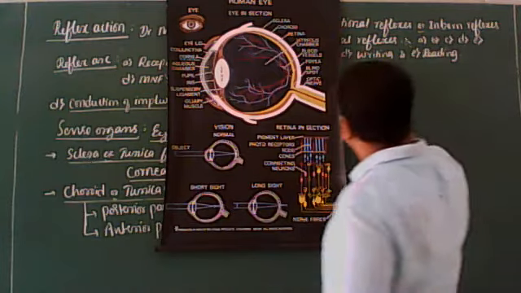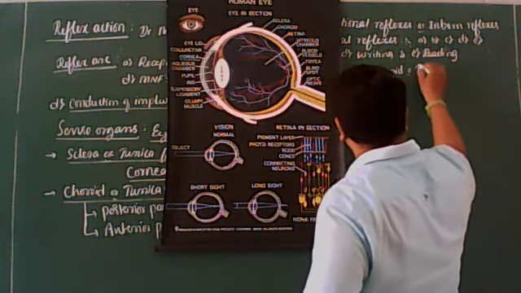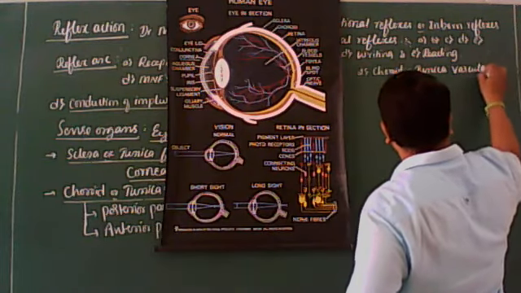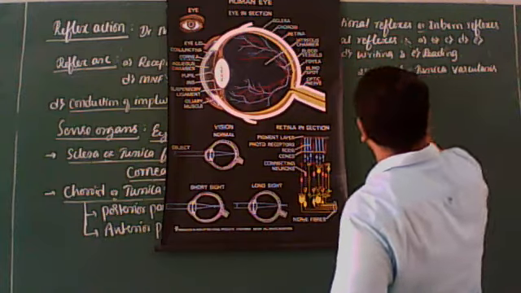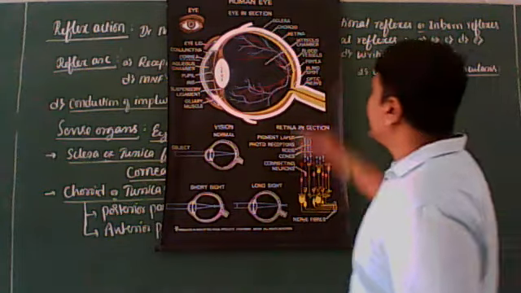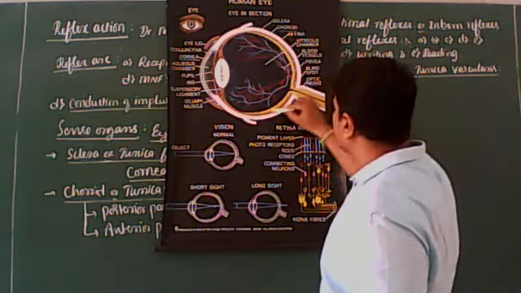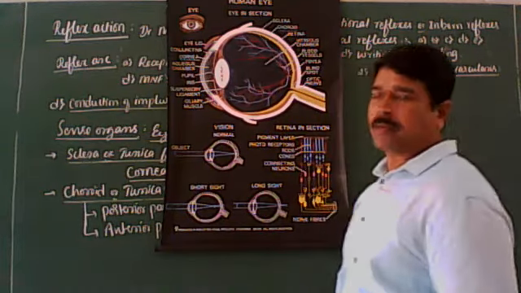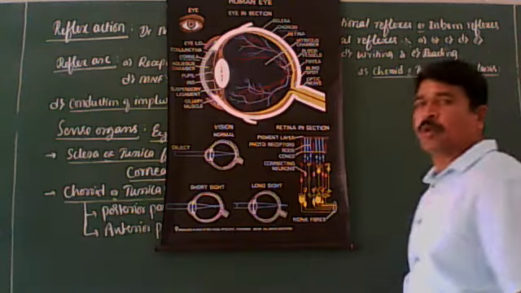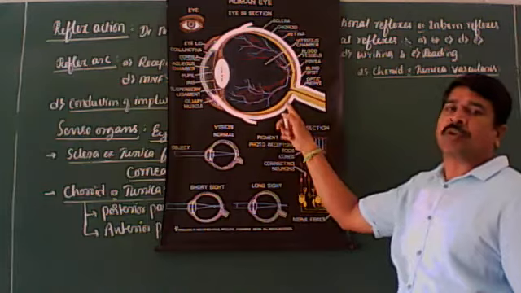As I said, the second one is the choroid, also called tunica vascularis. This is the middle layer of the eye. So this is called choroid. It contains blood vessels, hence it appears bluish in color.